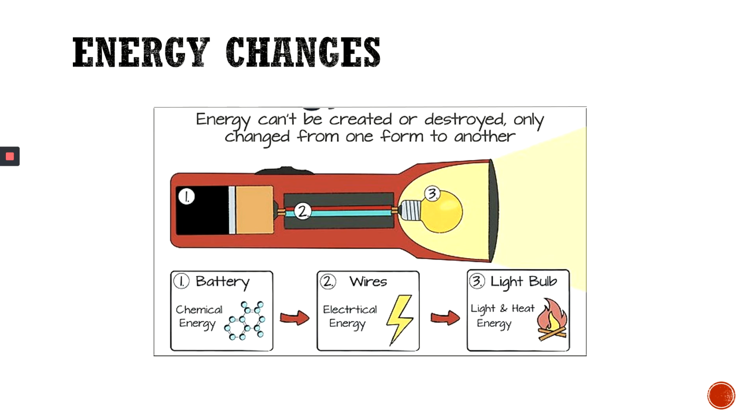So let's take a look at this torch example. In this torch we have a battery, and in this battery we have chemical potential energy stored inside. Now when we switch on the torch, that chemical potential energy gets transformed into electrical energy in the wires. That electrical energy gets transformed into light energy, which is why the torch flashes light, and also heat energy, which is why if we leave a torch on for too long, it starts to get hot.